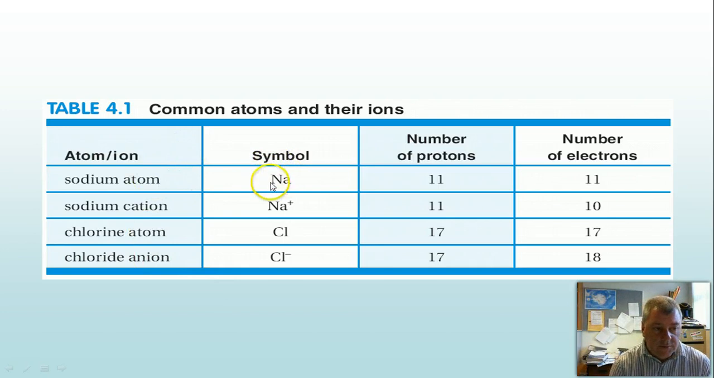Here's sodium. The symbol for the sodium atom is just Na. The symbol for the sodium ion is Na+. It has the same number of protons, but what we've changed is the number of electrons. These electrons in the ion are in the configuration 2,8. So it's got a full outer shell. It's lost this single electron in the outer shell. Chlorine atom, Cl, chlorine ion or anion is Cl-, same number of protons, gained 1 electron, so now it's got the electron configuration of 2,8,8.